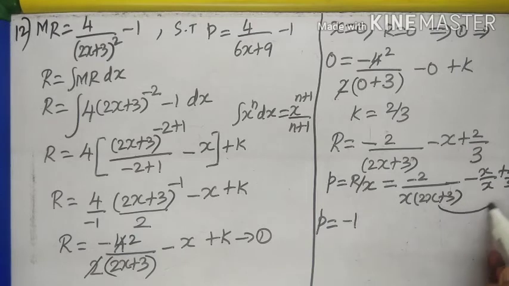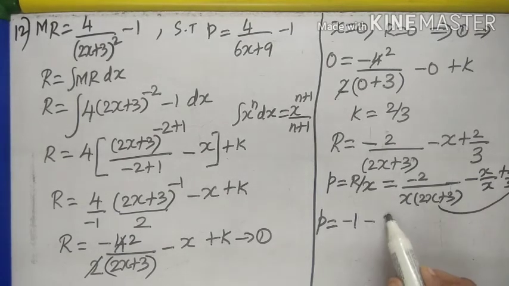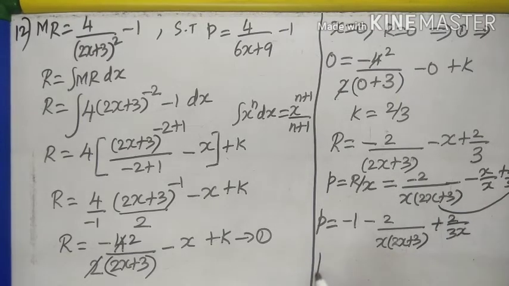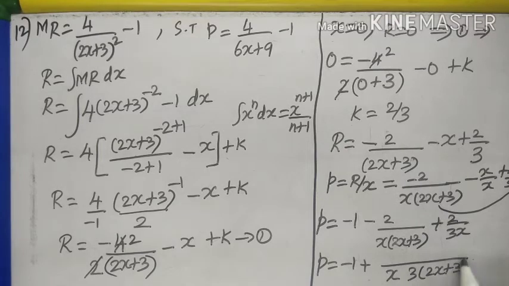For these two, take LCM. Minus 2 by x into 2x plus 3 plus 2 by 3x. LCM: x is common, 3 into 2x plus 3. Here I have x and 2x plus 3, so multiply by 3, that is 6.